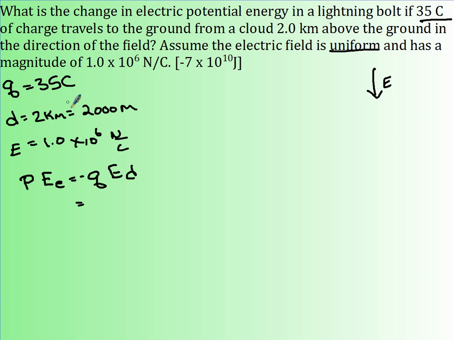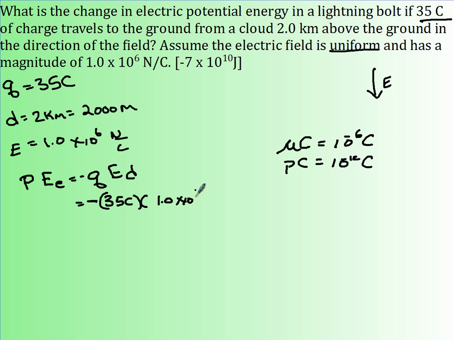And check this. Sometimes we will give you different charges besides just coulombs. We might give you a microcoulomb, which is 10 to the negative 6 coulombs. We might give you a picocoulomb, which is 10 to the negative 12 coulombs. Mostly microcoulombs in this class. So it's minus, the charge is 35 coulombs. The electric field is 1.0 times 10 to the 6th newtons per coulomb. And it says it travels in the direction of the field, so the distance is 2,000 meters. So this is going to be negative, multiply it out, and you get 7 times 10 to the 10th joules.